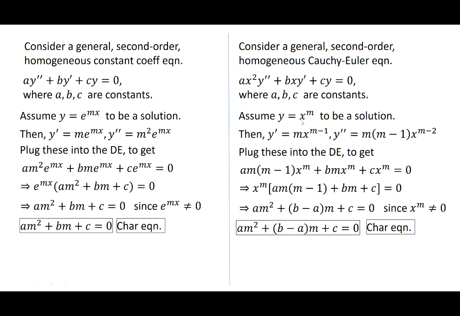Yep, x square and x cube, right? M, we are saying, has two values, 2 and 3. So there must be two solutions, x square and x cube. The only question is, are they linearly independent? Yeah, x square and x cube are linearly independent, so we are done. So that would be the idea.